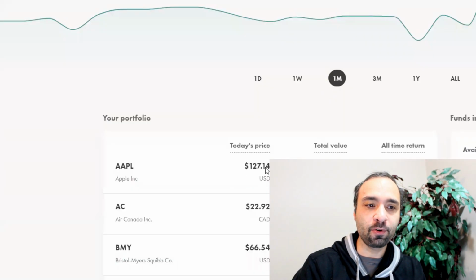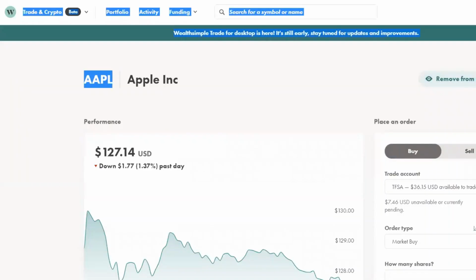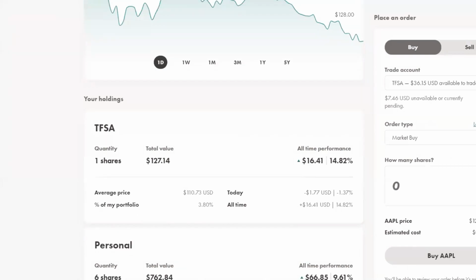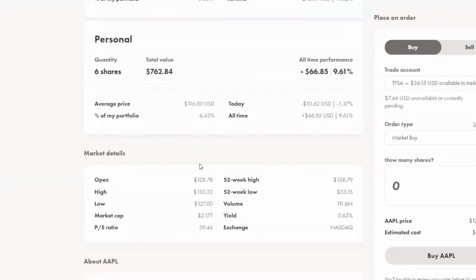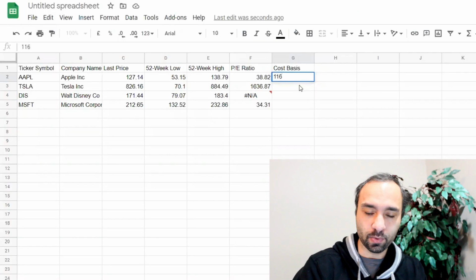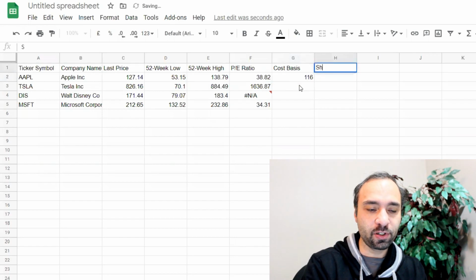For example, if you go for Apple, I'm just going to show you one example, right? If you look at Apple here, I actually have 6 shares of Apple in my personal account. And you see my average purchase price or cost basis is $116. Okay. So I'm going to say cost basis for me is 116. And number of shares for me is 6.